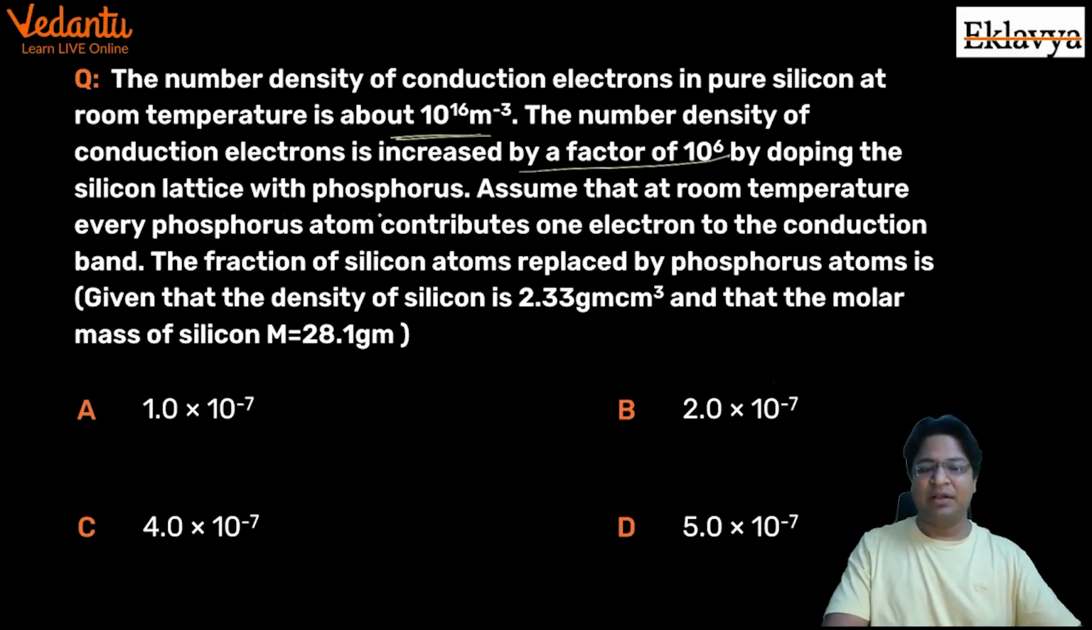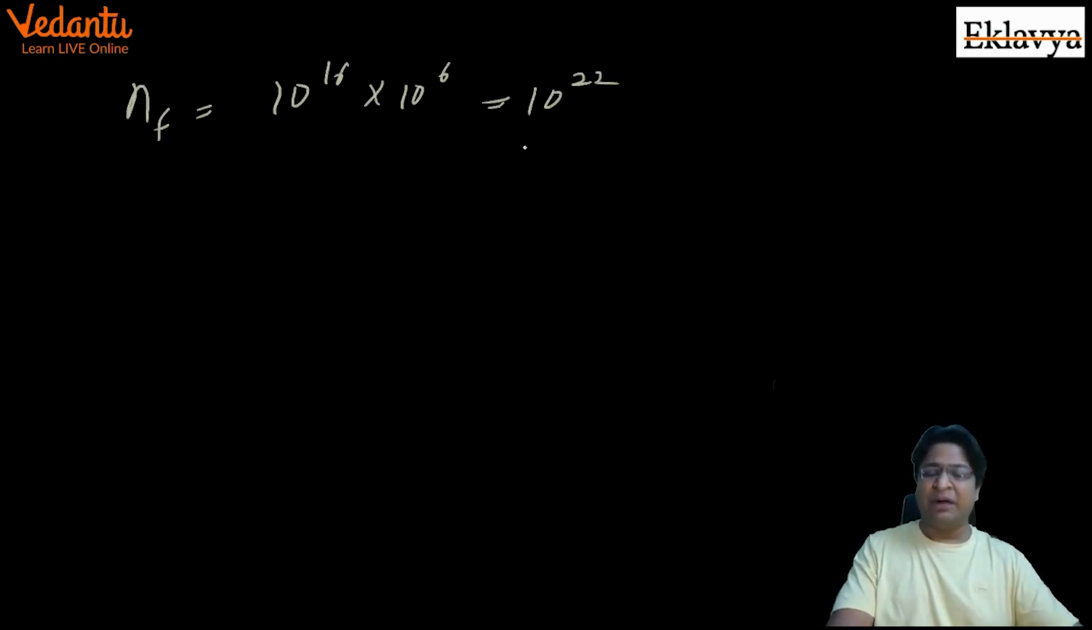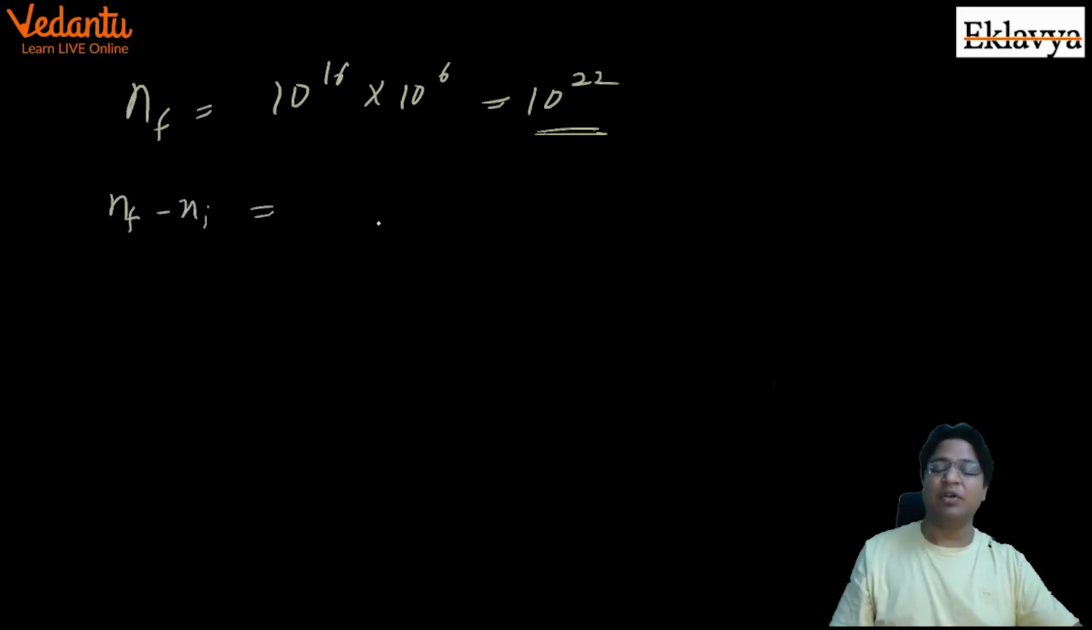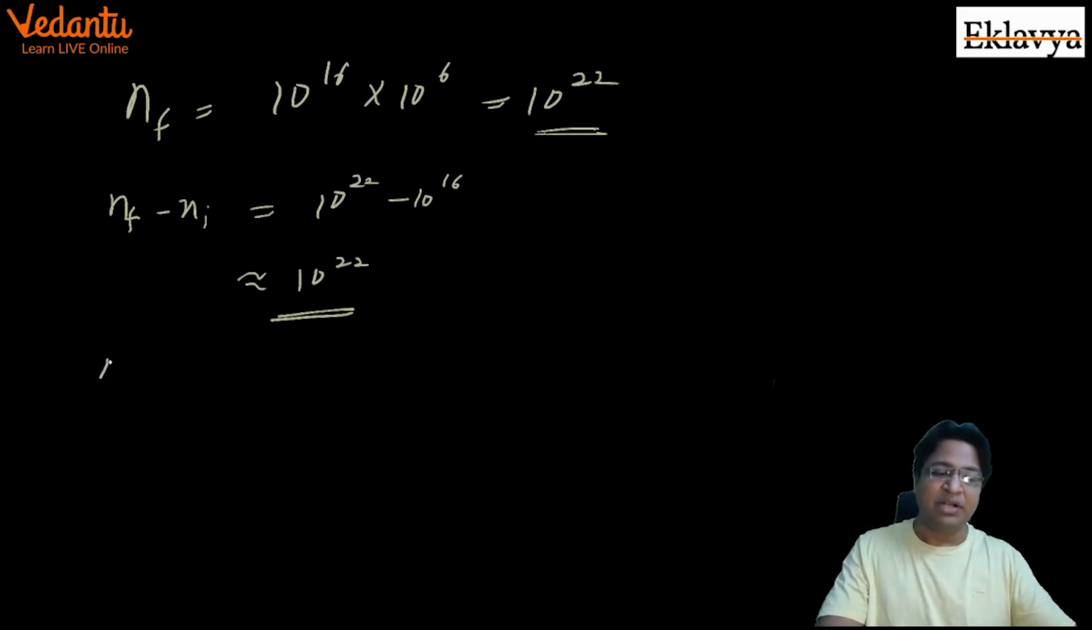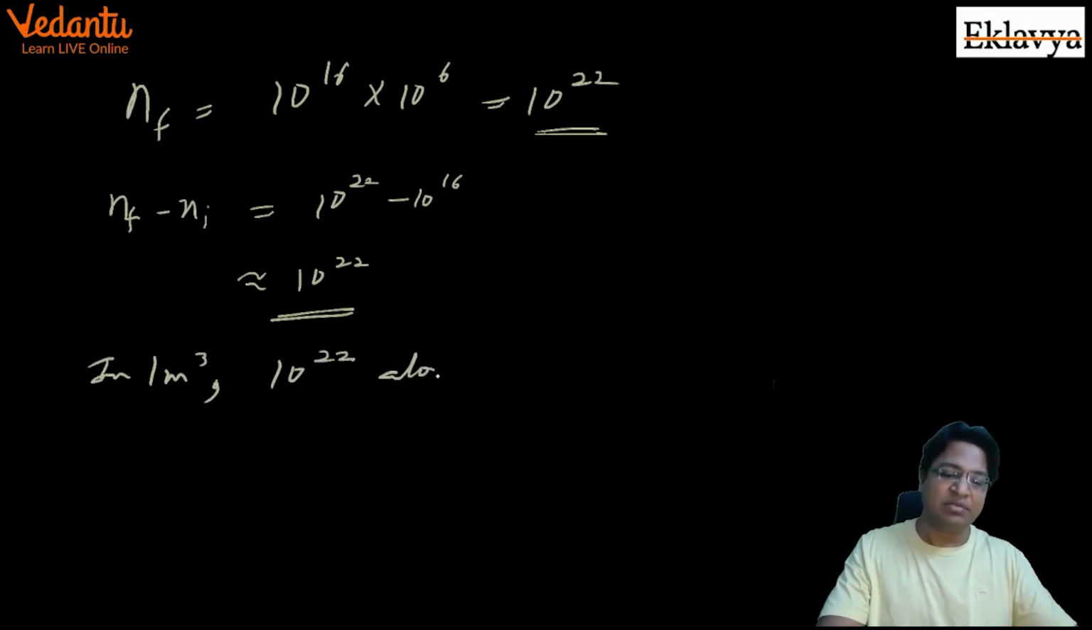Every phosphorus atom contributes one electron. So after doping this is the number density we are getting, and before doping it was different. The difference would be the contribution from the phosphorus atoms. So 10 raised to power 22 minus 10 raised to power 16 is almost 10 raised to power 22. So understand that this number we've got is actually the density of the phosphorus atoms. What I'm saying is that in 1 meter cube, we have 10 raised to power 22 atoms of phosphorus.